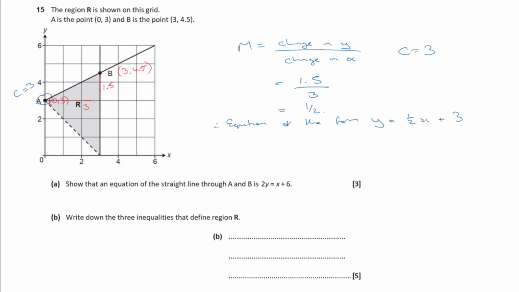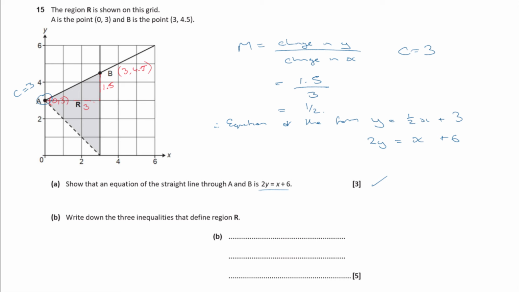So I've got y equals a half x plus c. It doesn't quite look like the form we've got here. But if I just multiply both sides through by 2, I'm going to get 2y equals x plus 6, as desired. Okay, so we've done that first part. Write down the 3 inequalities that define the region R.